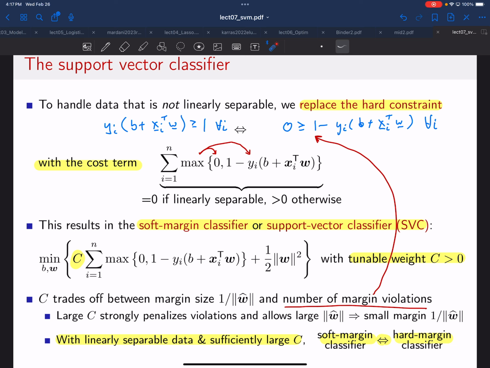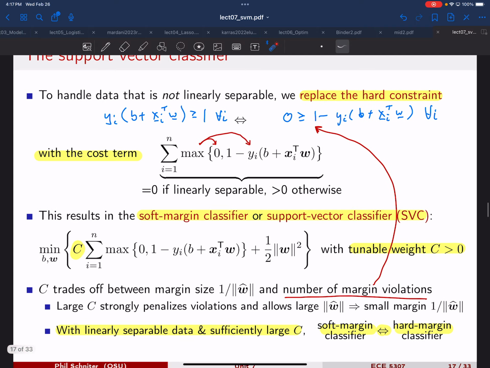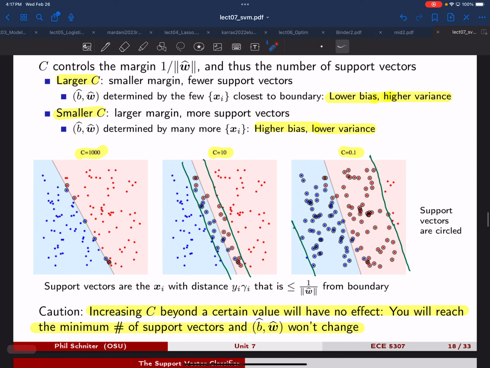On the other hand, if you make C really small, then you don't care as much about getting positive values here, which means you will possibly get some violations. And you will try to drive W small, which means you get a wide street. We had some pictures here: with a small C, you get a very wide street. We have a lot of support vectors. These are the points that actually are used to compute the boundary, the points that are in the street or maybe on the wrong side of the street.